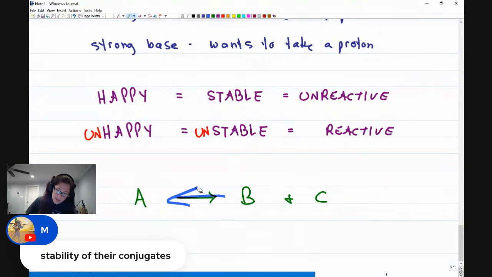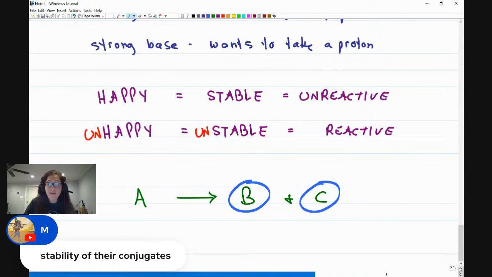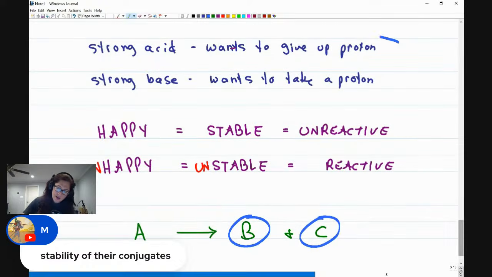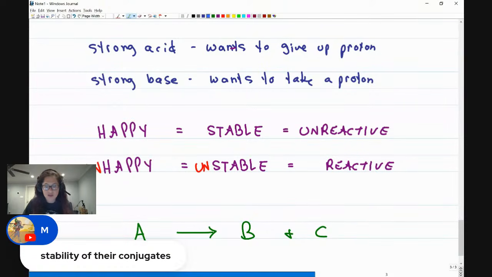It doesn't want to form something unstable. But if, when A dissociates into B and C, we get B and C that are happy, they want to be B and C because that makes them stable, then this reaction is likely to happen. The more likely the reaction is to happen, the more likely the molecules want to do that. That is the key to understanding how to rank acids and bases without a table. So let me know if you have any questions on this, and then we'll jump into the specifics for it.